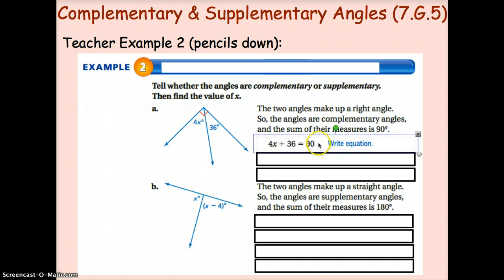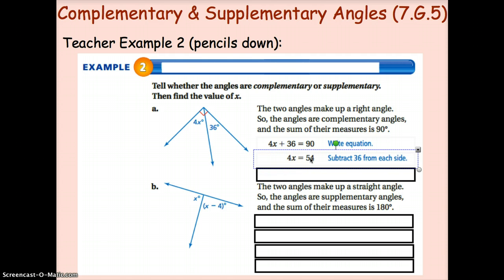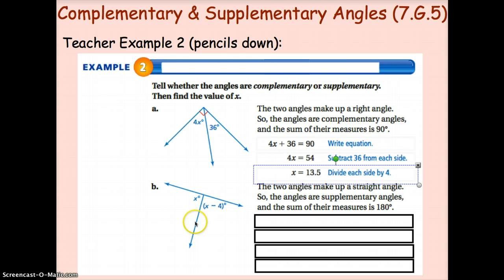Now I can use my inverse operations to get x by itself. So instead of adding 36, I want to subtract 36 from both sides. I end up with 4x equals 54. I still don't have x by itself. I need to move the 4 by dividing both sides by 4, and I end up with x equals 13 and 5/10. You could have also said 13 and 1/2 would work as well.